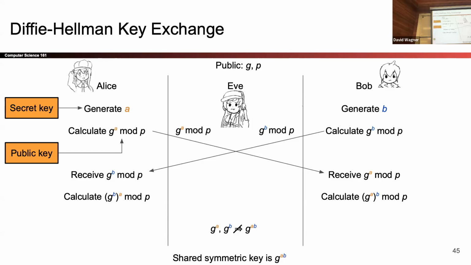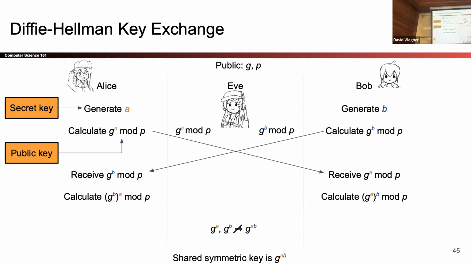It turns out it does. If you take G to the A, it doesn't factor out of the exponent up here, but if you take G to the A first, mod P, and then to the Bth power mod P, that gives you the same number as G to the B mod P and then to the A mod P.